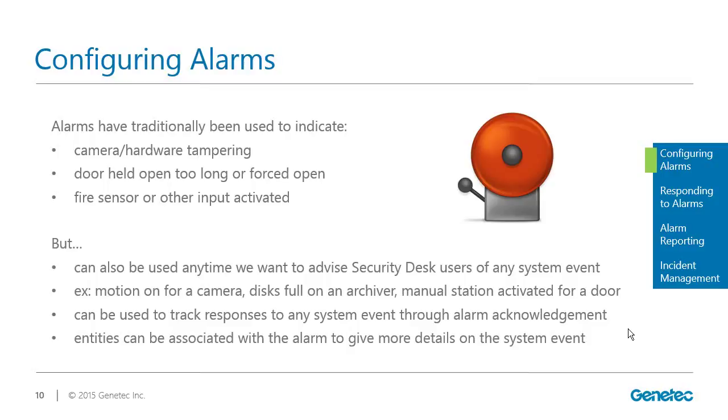As well, we can associate entities with the alarm, so we can get more details immediately on that system event. In the case of the motion on event, we'd of course associate the camera that got the motion event to this alarm. So when the alarm pops up in the alarm monitoring task, we're going to see that video right away, and the operator will be able to see, is there really somebody in there? Is that just a cat walking through or something like that? So that's really another thing that's very powerful with alarms here.